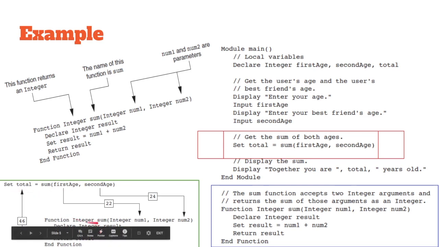And since this function returns something of type integer, I can set it equal to something that's meant to accept something of type integer, which is really pretty useful.